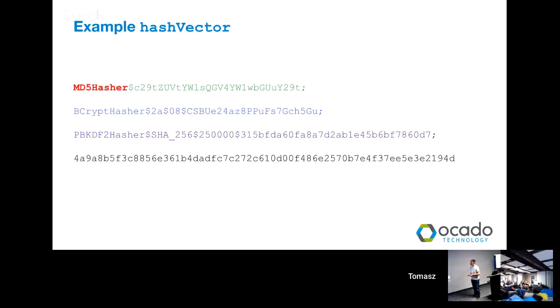The first element is the name of a hasher. So it says, firstly, you will need to MD5 the input. Then you have a separator, and then we have the salt that we need to use with the MD5. It's base 64 encoded. And we have a separator of algorithms.